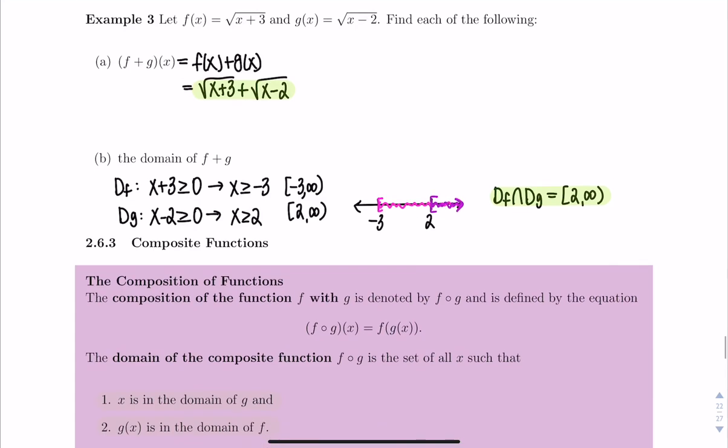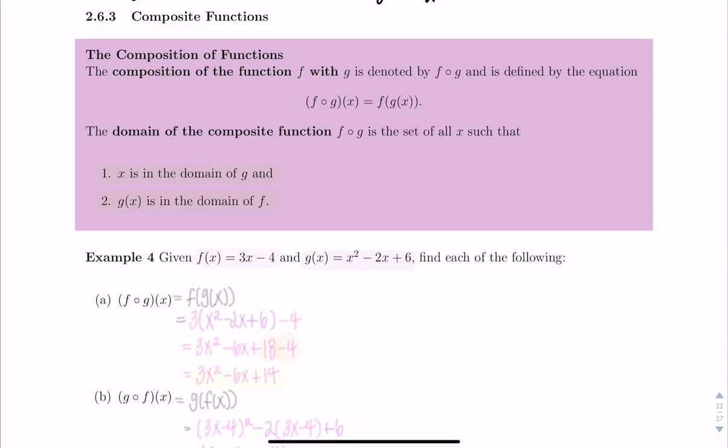So let's talk about composite functions. The composition of the function f with g is denoted by f of g, with a little circle, and is defined by the equation f of g of x. So all you're doing is plugging one function into the other function. The domain of the composite function f of g is the set of all x such that x is in the domain of g and g of x is in the domain of f. So we have a two-part rule for the domain of a composite function.